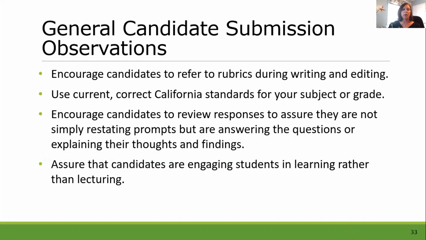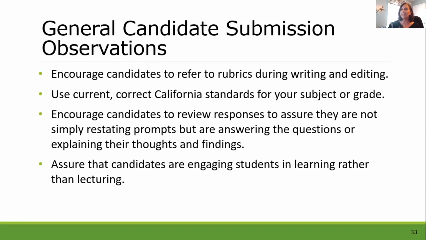We do want to encourage candidates to refer to the rubrics during their writing and editing. And we can't say this enough. The rubric at level 3, 4, and 5, even 2, clearly lays out what the evidence needs to have in order for the candidate to be at that level on the rubric. So referring your candidates to the rubrics, making sure that they are well aware of what the rubric is asking for, is an important step.